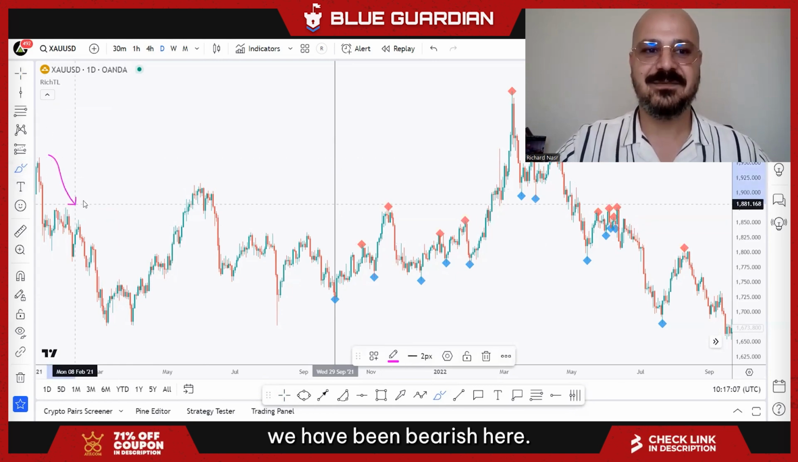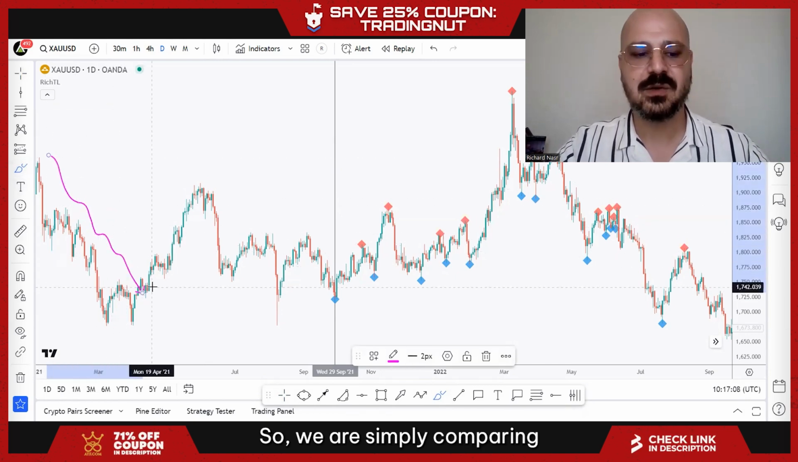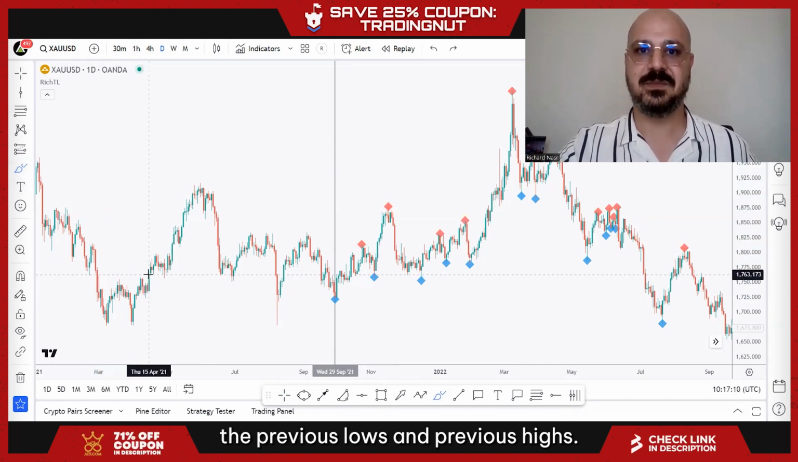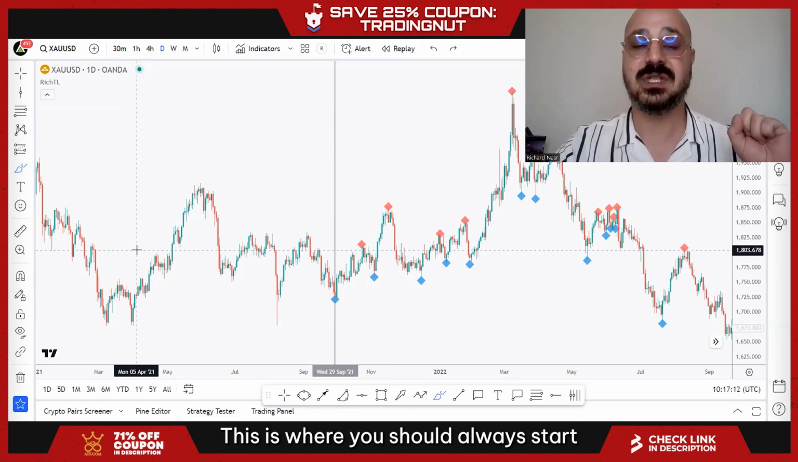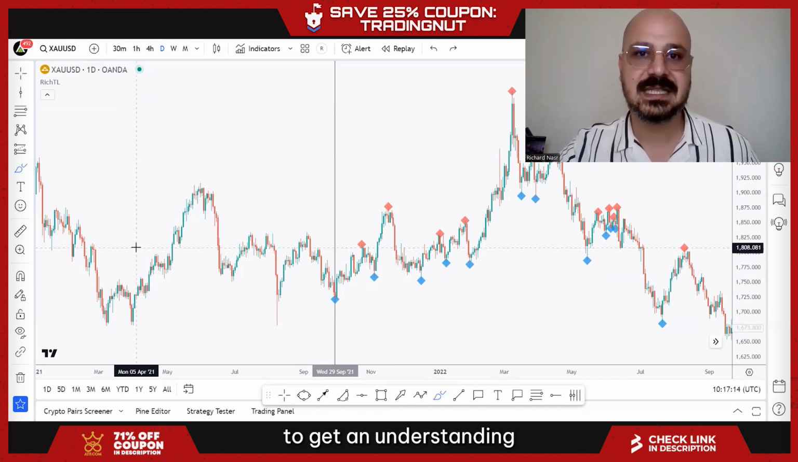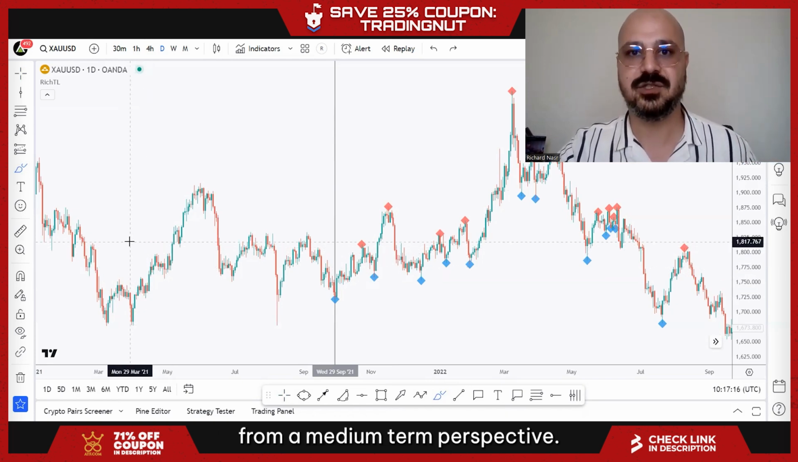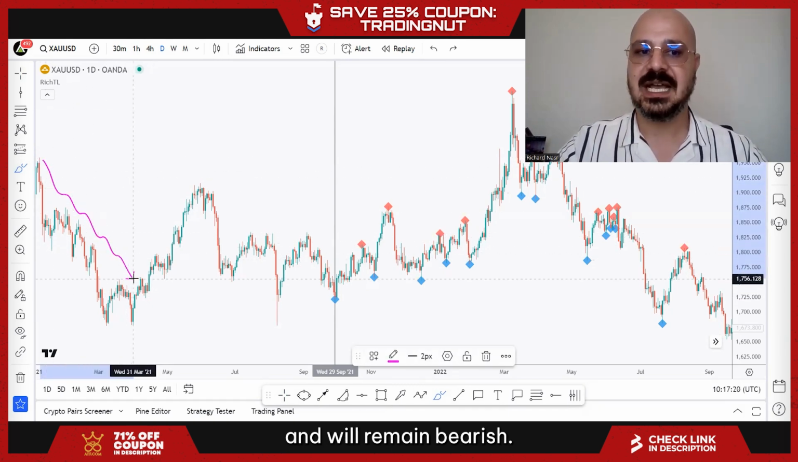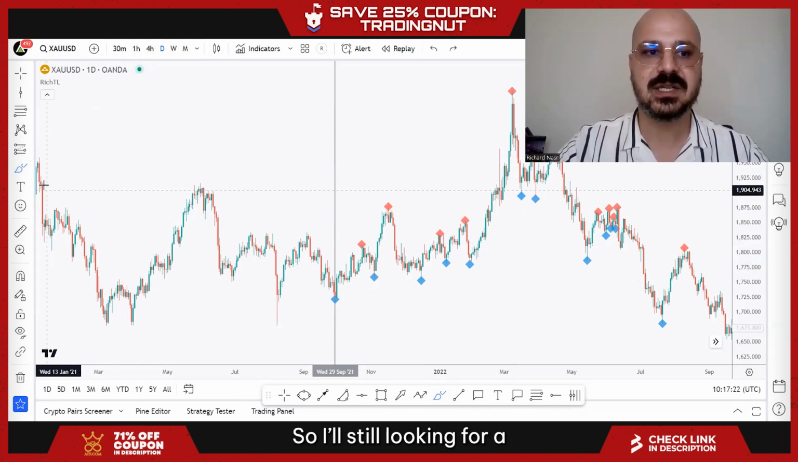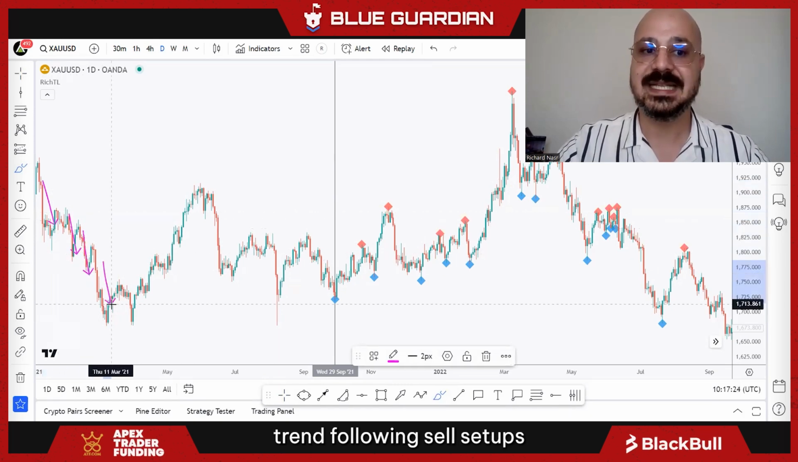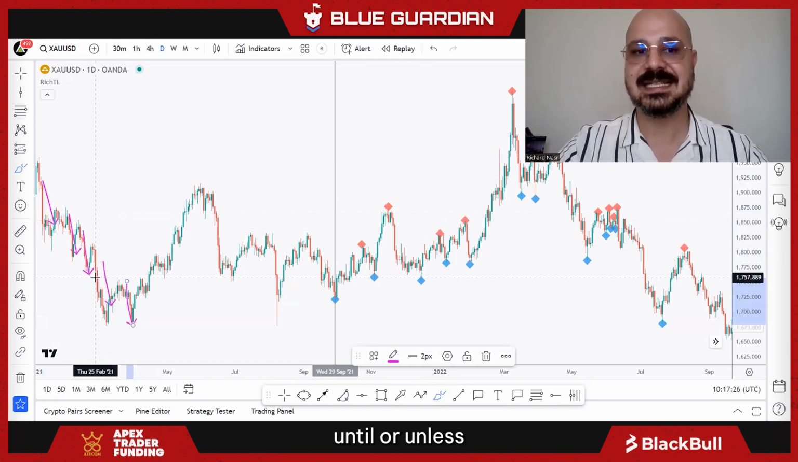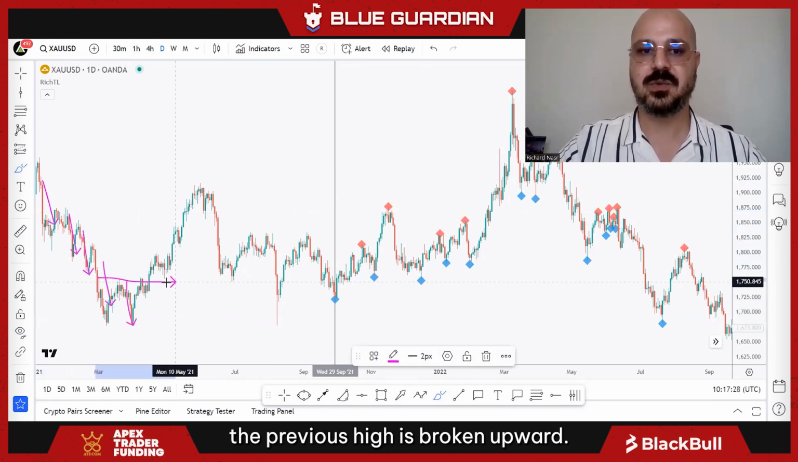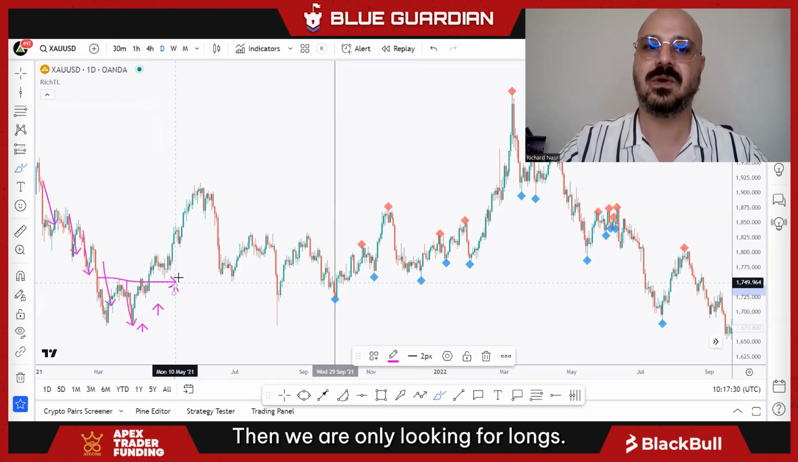So for example, we have been bearish here, so we are simply comparing the previous lows and previous highs. This is where you should always start to get an understanding of where we are from a medium-term perspective. So we have been overall bearish and will remain bearish. So we are still looking for trend following sell setups until or unless the previous high is broken upward. Then we are only looking for longs.